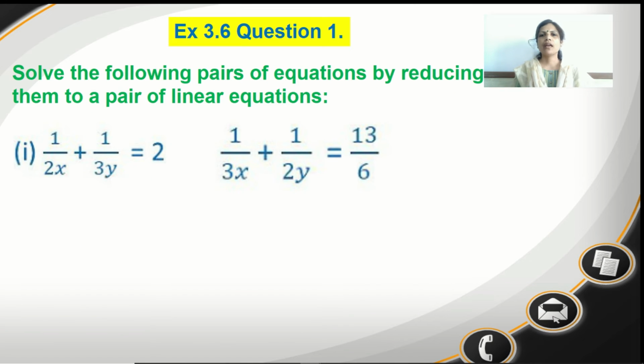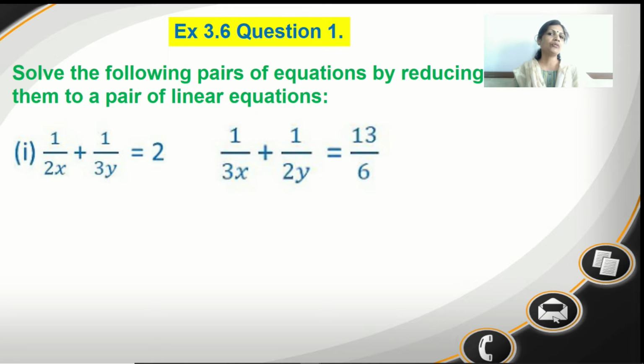Solve the following pairs of equations by reducing them to pair of linear equations. Look at the sum given to you, children. The major difference in this sum is that the variables are at the denominator. Up to all 5 exercises, what we have seen is that the variable is never at the denominator. We used to get some constant terms at the denominator, but never the variables.